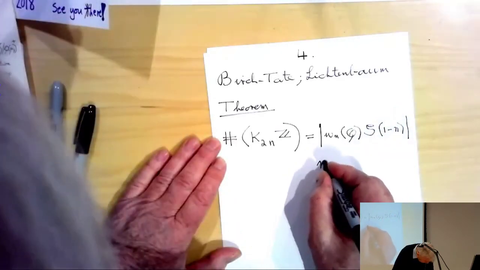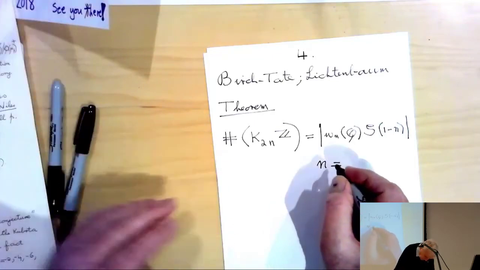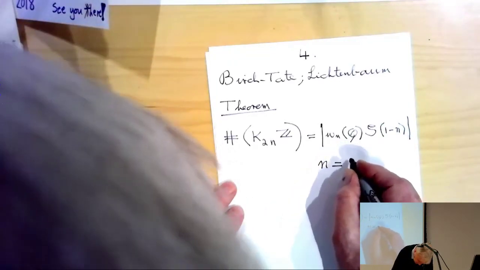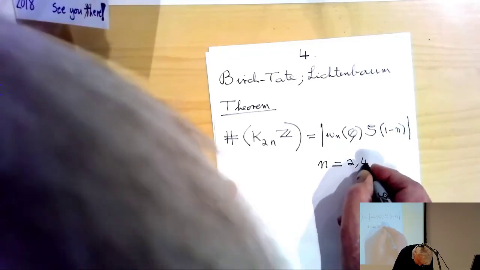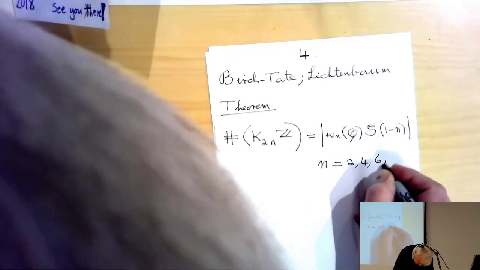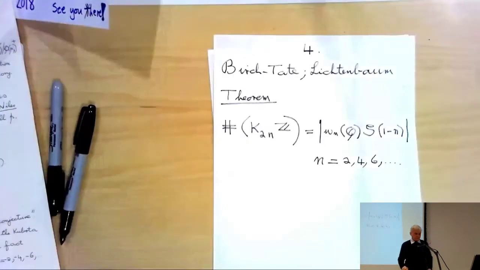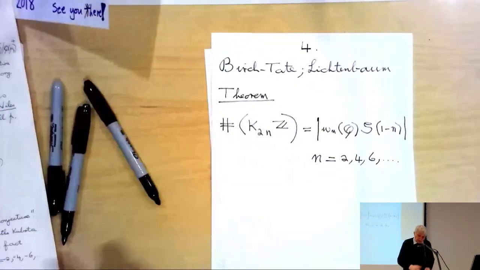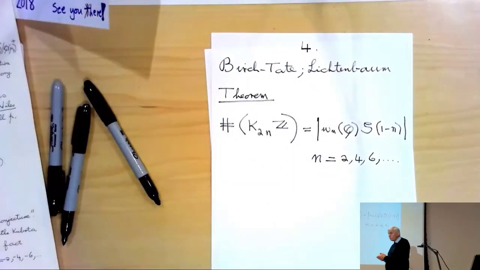and this is for n, I'm sorry, I guess it's 2, 4, 6, and so on. There's a remarkable exact formula. This is a theorem now, and it was this conjecture which certainly got me interested in Iwasawa theory.